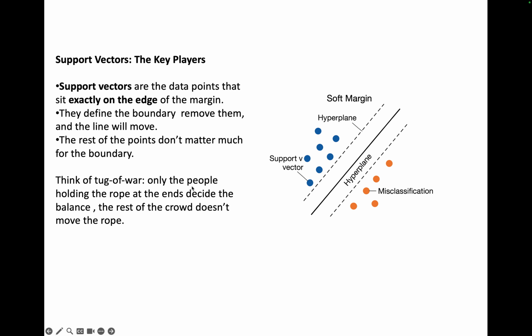So think of a tug of war, only the people holding the rope at the end decide the balance, right? The rest are a crowd around it. They don't matter. For example, if this guy moves from here, or this one moves from here, would it matter? The line will stay here, right? But if you move this one, this is the closest, it will affect the hyperplane. It will move slightly the other way. So that's why we call this one a support vector. This is a supporting vector of the hyperplane. Got it?